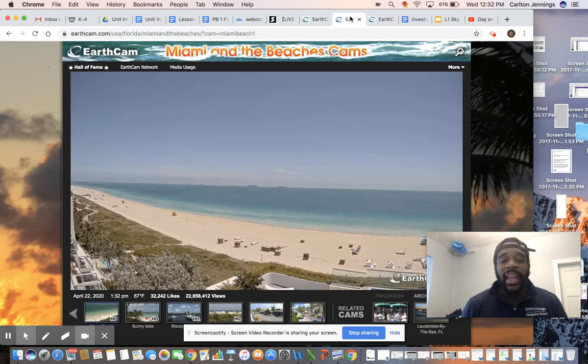Next, we have Miami. Miami, they have like beach. Usually it's a sunnier weather. I see a little less clouds. It looks really sunny outside, and obviously we don't see a lot of people outside on their beach because we're in the shelter in place where people are being safe. I hope that you guys are too.